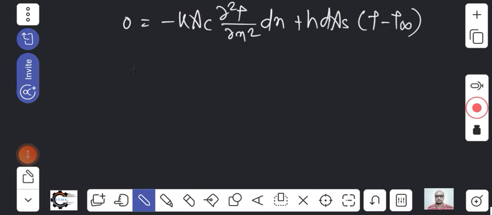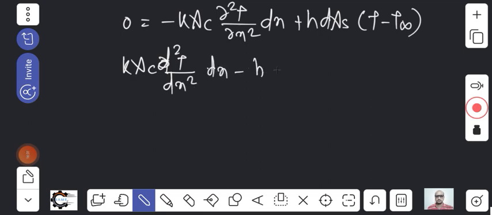Okay, so finally I will get k A_c, that is the cross sectional area. I can write this with a full derivative d, because it is a full integration, not partial integration, since it is in one direction. So h, what the area will be, that is P into dx, the perimeter into dx, and this is T minus T infinity, which is equal to 0. So I'll divide the whole equation by k A_c.